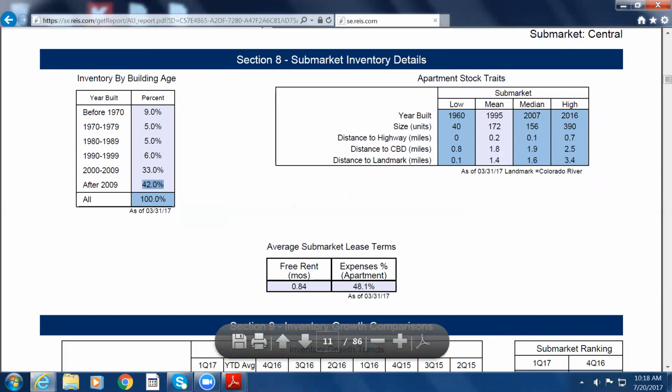And on the right-hand side, you can see some of these markers that we're using to measure in this metro. So for example, how close is this submarket to the CBD, distance to the landmark, and then as well as distance to a highway.